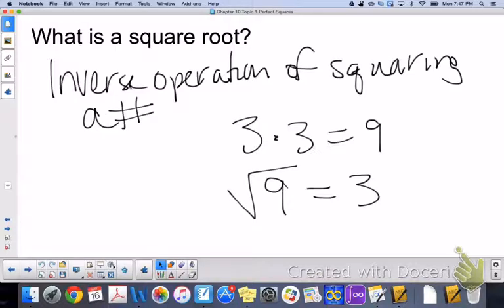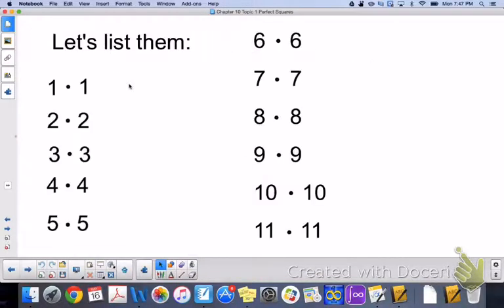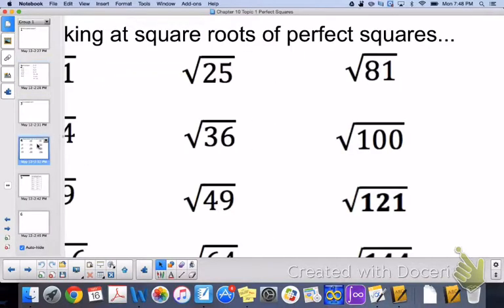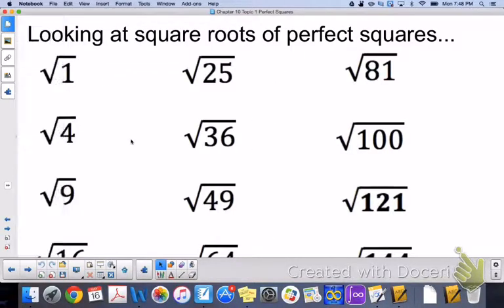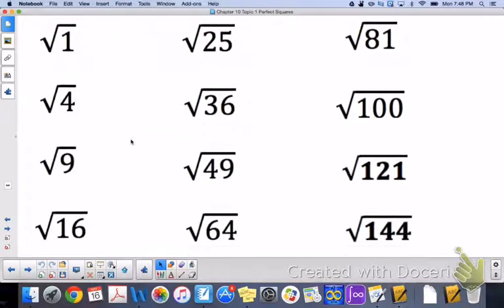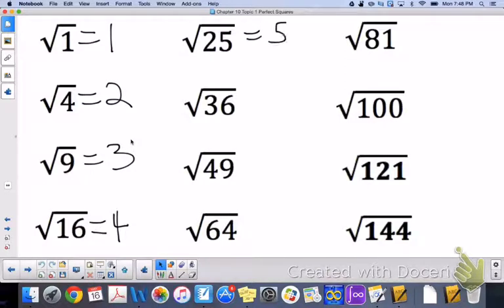So let's look at our square roots. We are going to look at the square roots of perfect squares. So the square root of 1 is 1 because 1 times 1 is 1. The square root of 4 is 2 because 2 times 2 is 4. The square root of 9 is 3. The square root of 16, you get 16 by doing 4 times 4, so the square root of 16 is 4. The square root of 25, you get 25 by doing 5 times 5, so the square root of 25 is 5. Square root of 36 is 6.